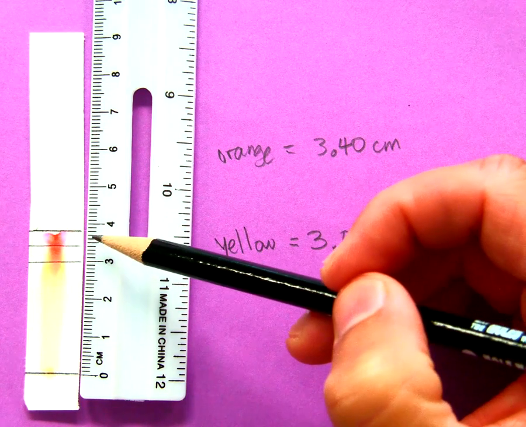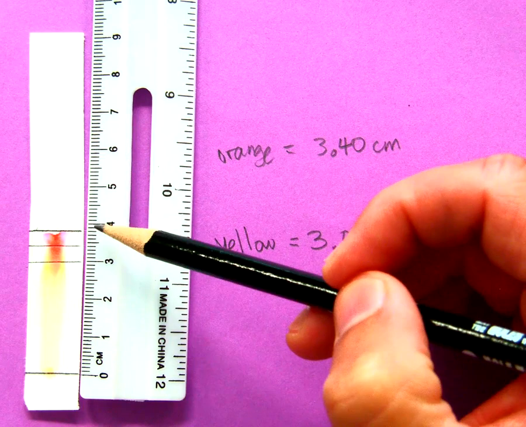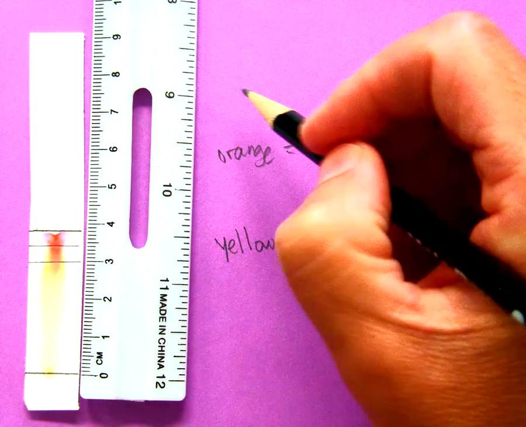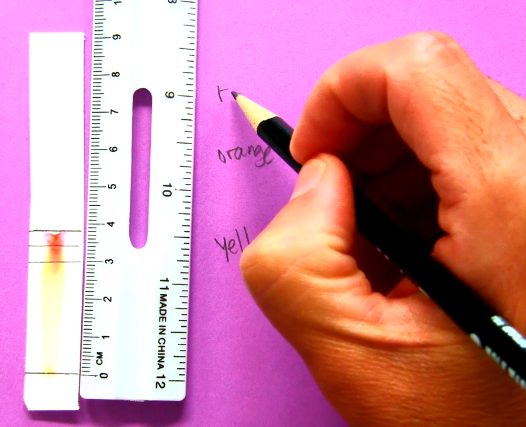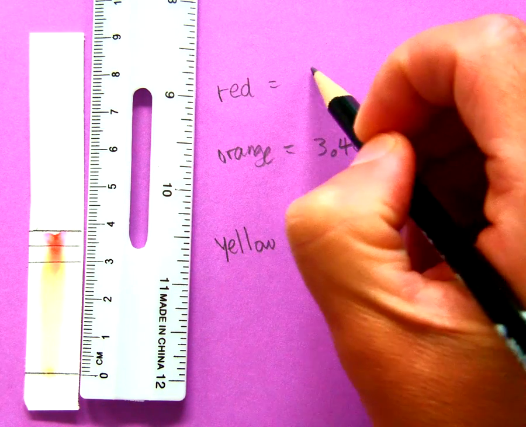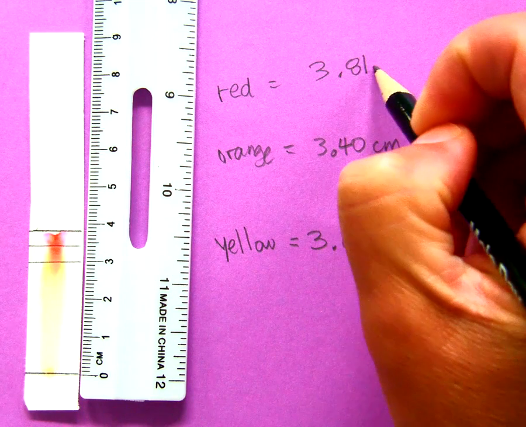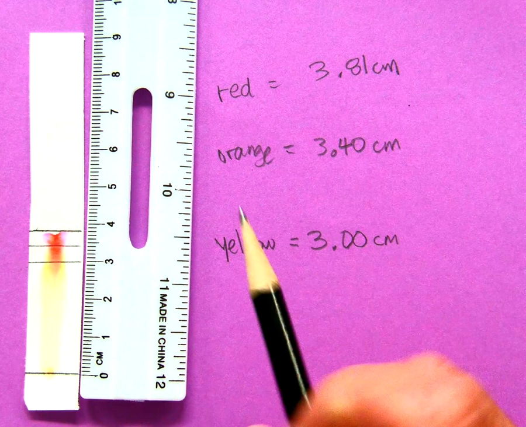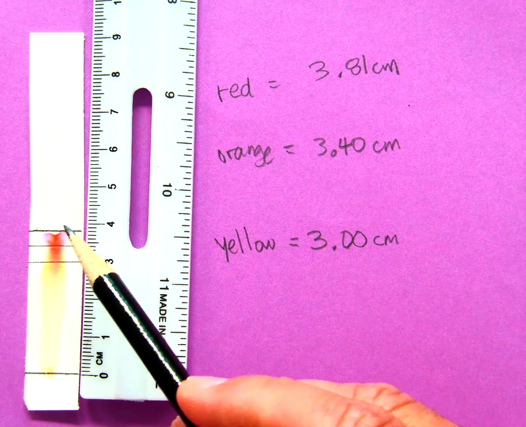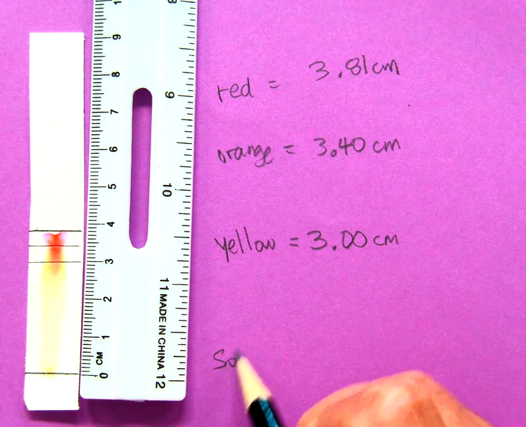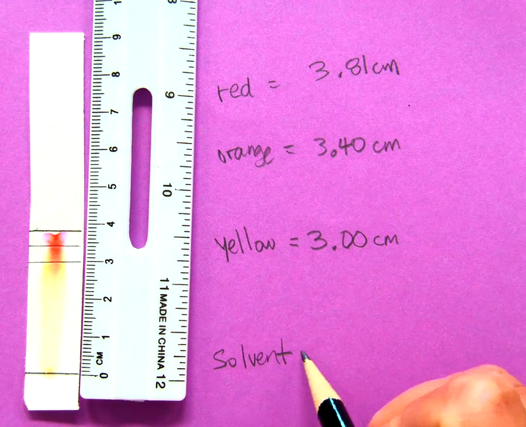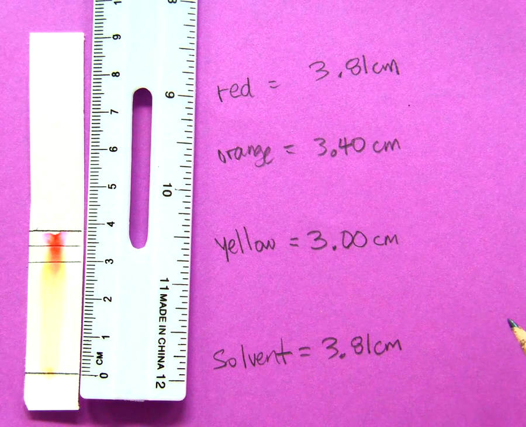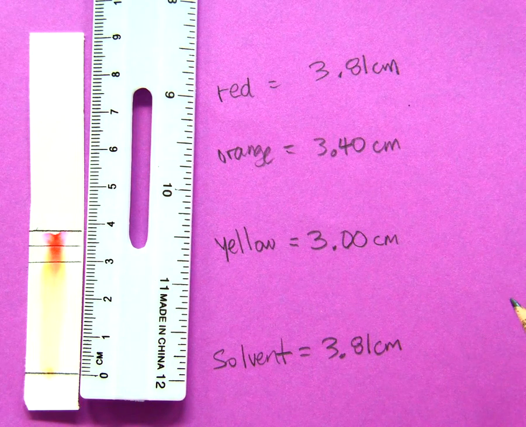So that looks like it's 3.8, and I'll say it's just a little bit above it, so 3.81. So I'm going to write red equals 3.81 centimeters. Now the solvent also went all the way up to the top right here, which is at 3.81. So the solvent traveled 3.81 centimeters. So now what you're going to try to figure out is called the RF value.